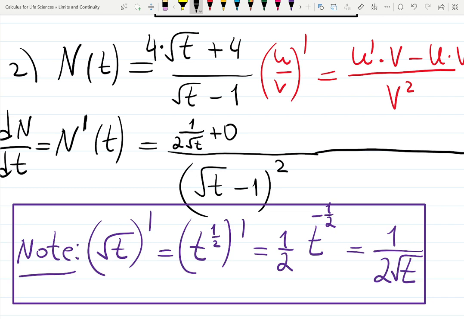Versus if it's here, then it stays. So remember the difference. If a constant is multiplied, you keep it. If you add or subtract, it gives you 0. We don't write 0, so I just close it. This is u prime.